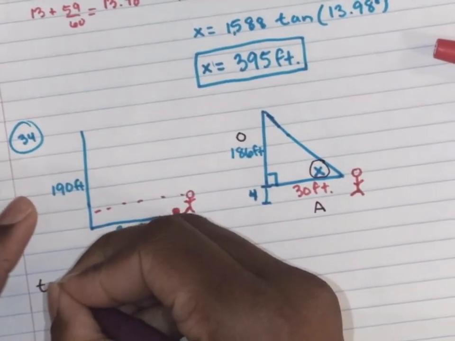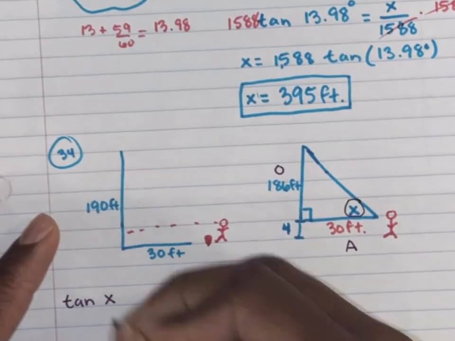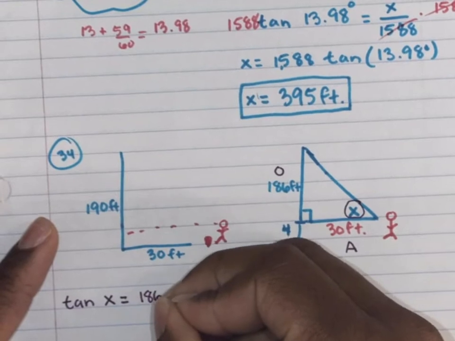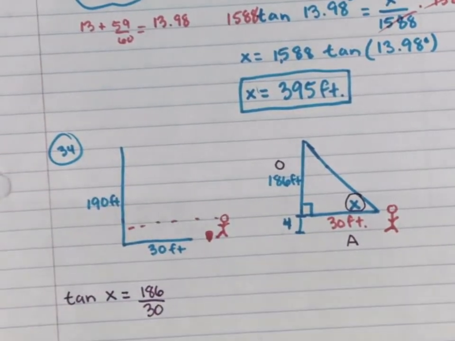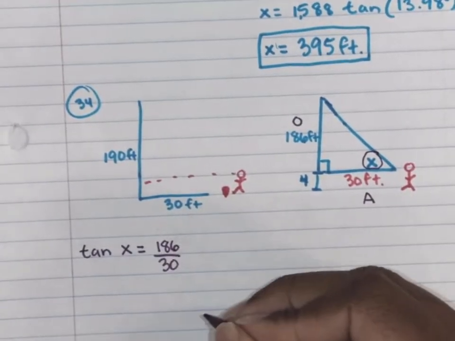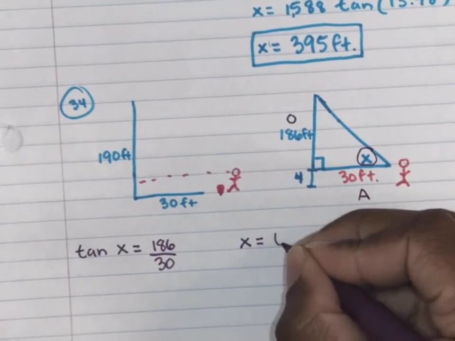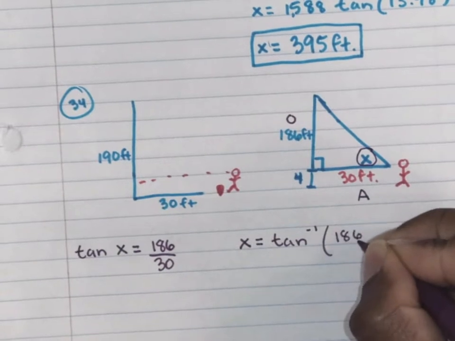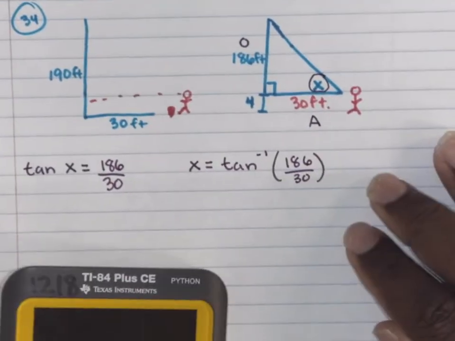So it'll be tangent of angle x. Since we don't know it this time, we'll just let x represent it. It's going to be the ratio of the opposite side divided by the adjacent side. And to solve this one, I need to move tangent over to the right side. So what I'll have is x equals the inverse of tangent using that ratio, 186 over 30. And I'll put this in my calculator.